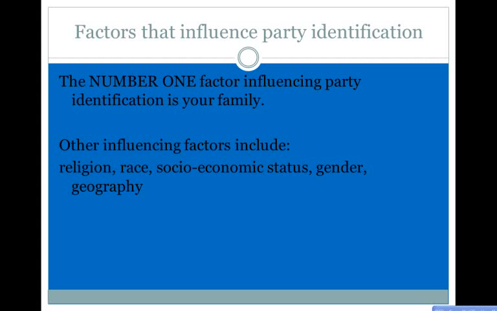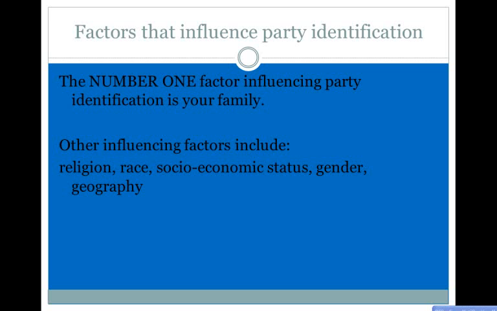You may or may not already identify with a political party. By the time you reach voting age, you probably will start to consider yourself to be a Democrat or a Republican or an independent who isn't choosing. And there are lots of factors that influence which party you choose to identify with. We know from lots of years of study of this that the number one factor is your family. So if your family is Democratic, you're very likely to become a Democrat as well. If your family is Republican, that has a high influence in making you a Republican as well.